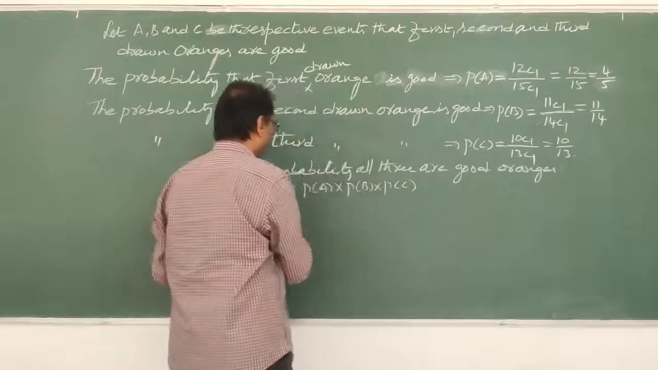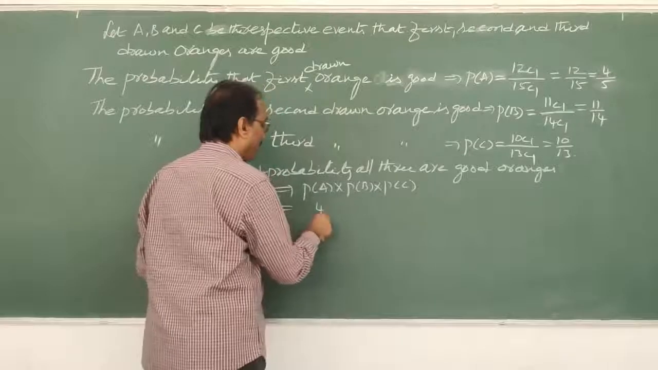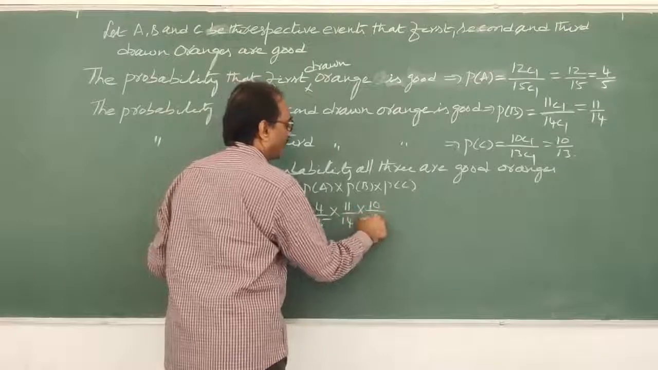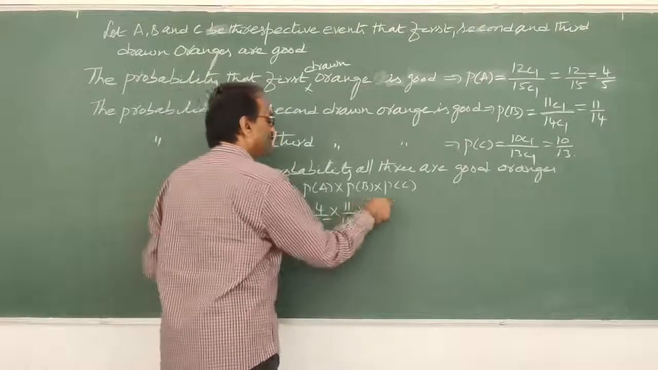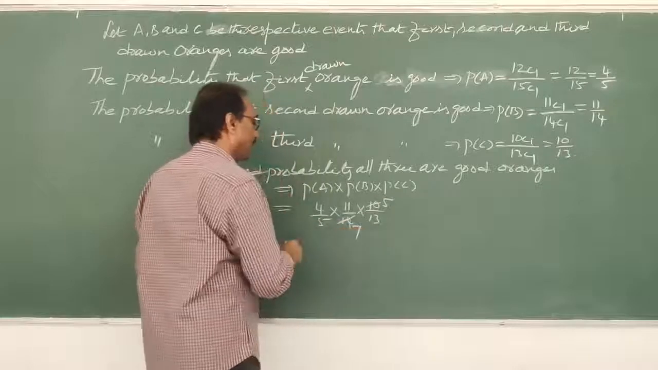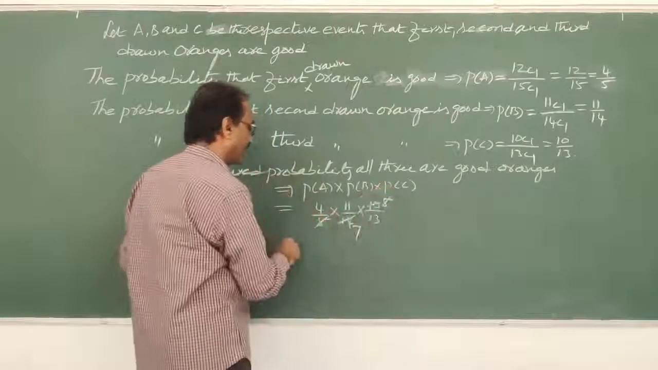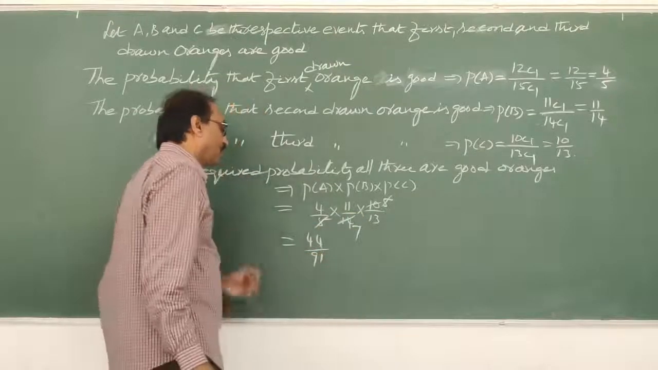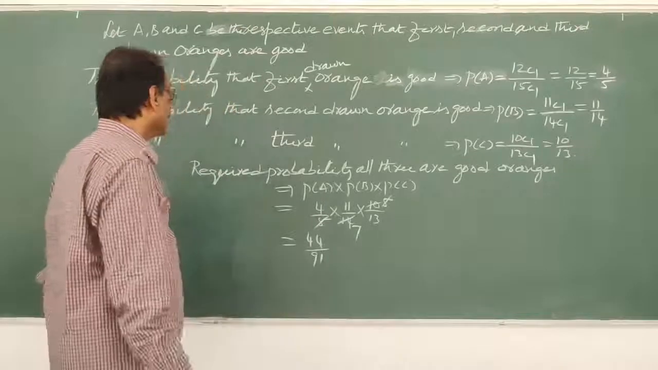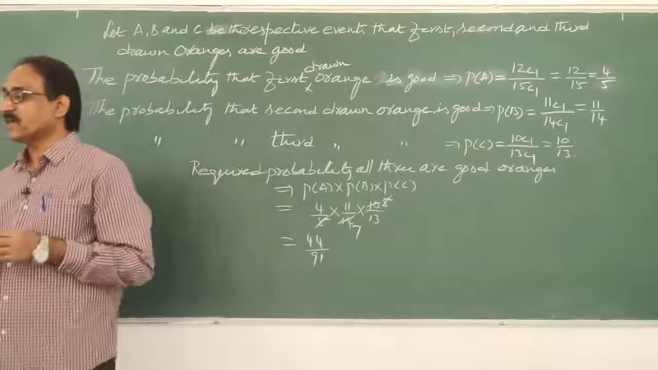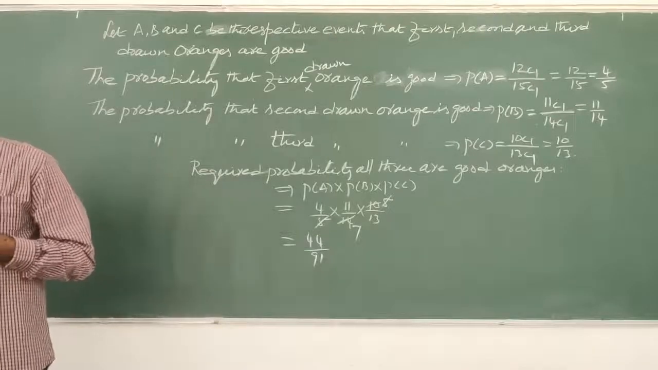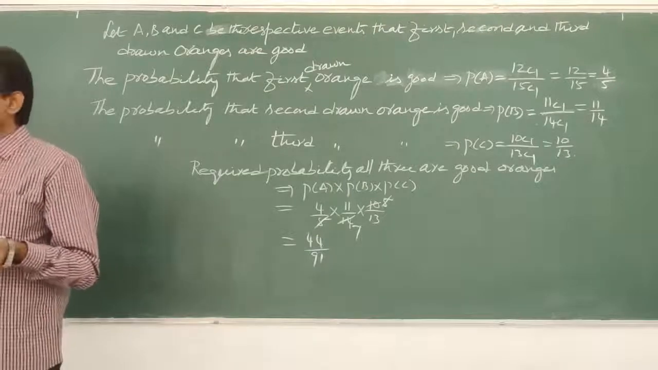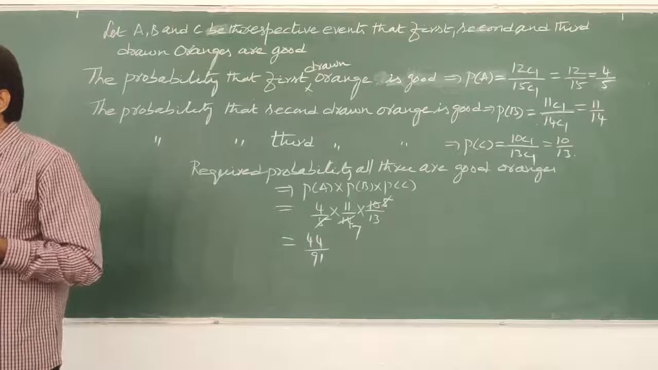That's all. What is P of A? 4 by 5. What is P of B? 11 by 14. What is P of C? 10 by 13. Now simplification. 5 2s are 10, 7 2s are 14. I think nothing will go now. 5 cancel here, 5 cancel. So 4 11s are 44 by 7 13s are 91. So therefore 44 by 91 is the probability of getting good oranges, okay? So therefore what will happen? What is said now?